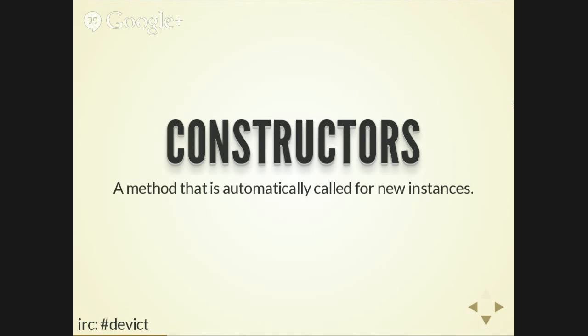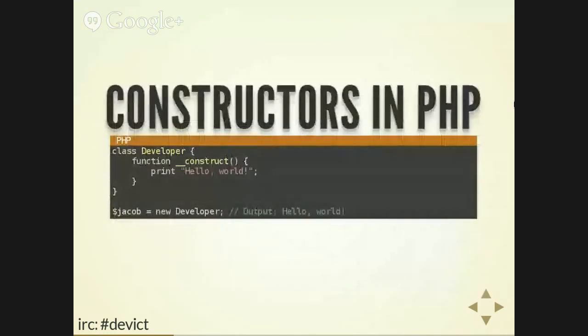So to show that, the way this works in PHP is if you have a method on your class called __construct, PHP knows that this is your constructor. As soon as I make a new developer, so I say new developer, as soon as I do that, it calls my constructor method. In this case, I'm printing stuff, like you would never print stuff in the constructor. But here I'm printing hello world. There it is. Hello world.